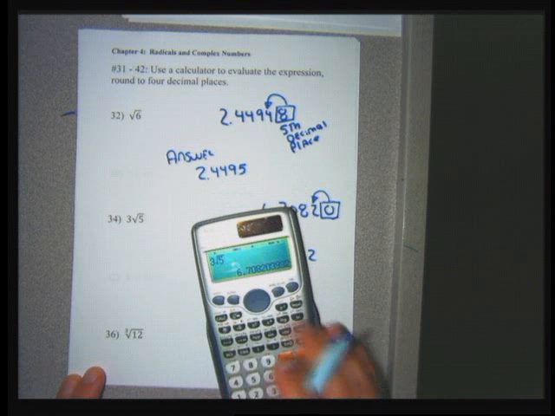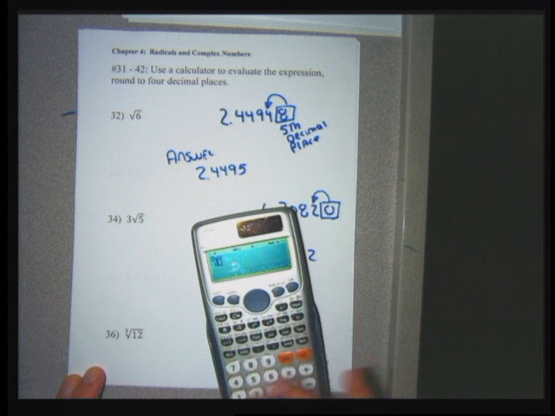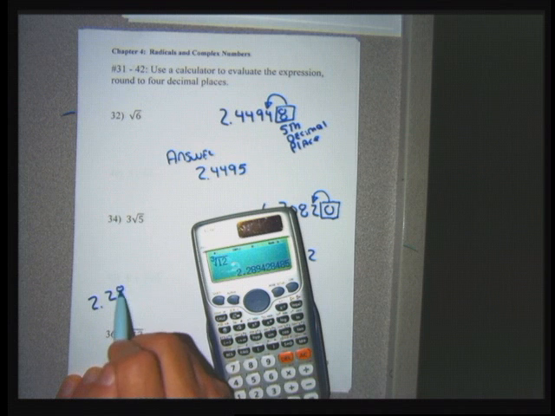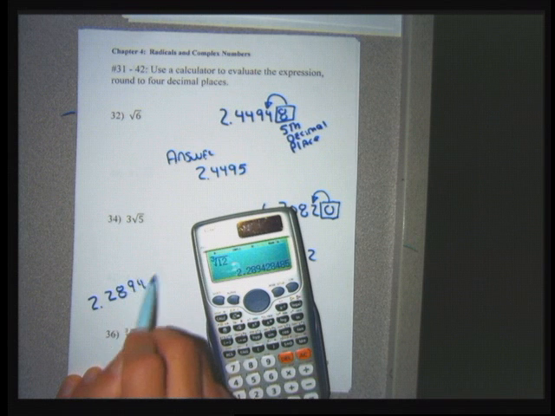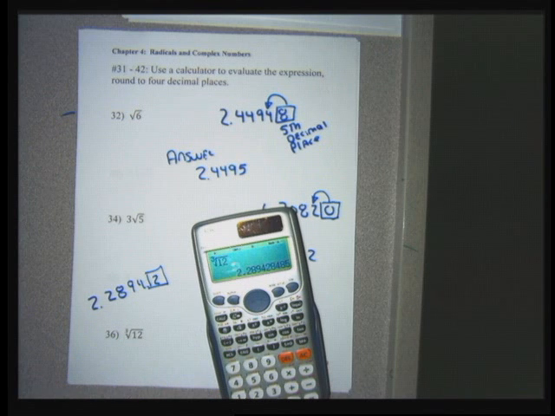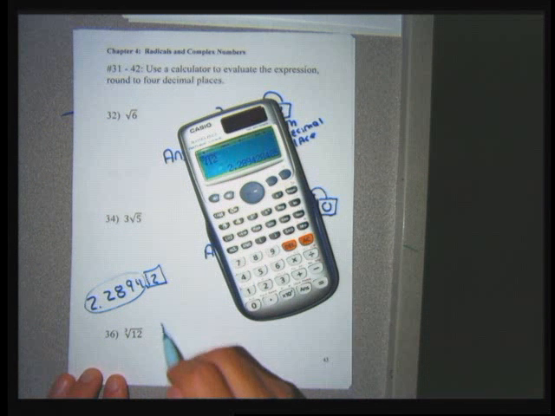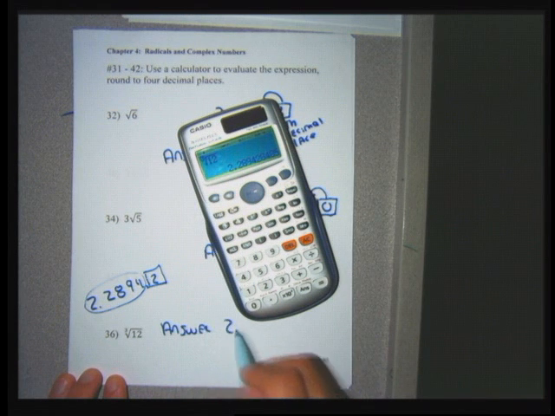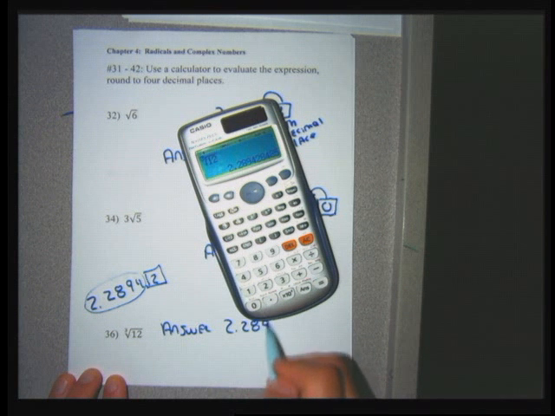For 12, I do shift cube root of 12. It'll give me this as a decimal. For 5 decimals, it's 2.28942. The number that tells me whether to round up or not is a 2, and 2 is not big enough to cause me to round up, so I'm going to leave this just like that. I'm not going to round the 4 to a 5. So the answer I'm going to write is 2.2894.